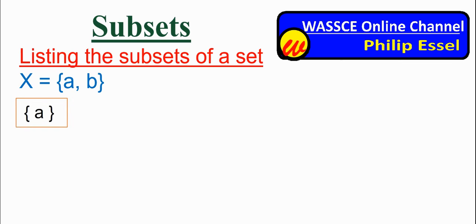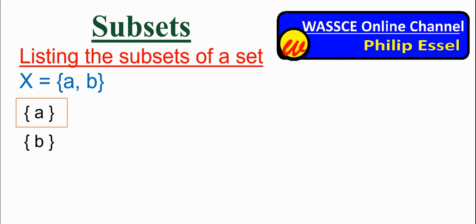Let's look at another subset of the set X. This is another subset of the set X. That is B in curly brackets. Remember, you can't write B because B is just a member of X. But the subset name is B in curly brackets. So, these are the two main subsets of the set X. But I'll need us to remember that we are not done yet.